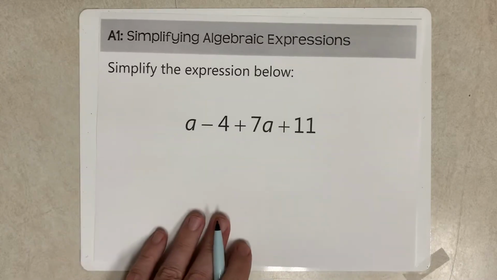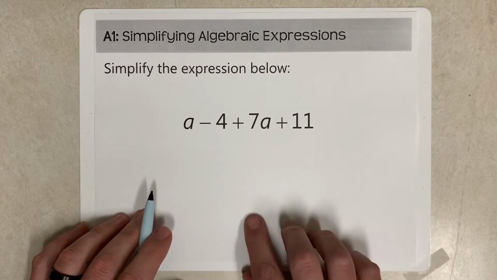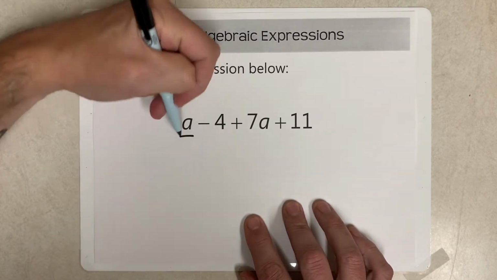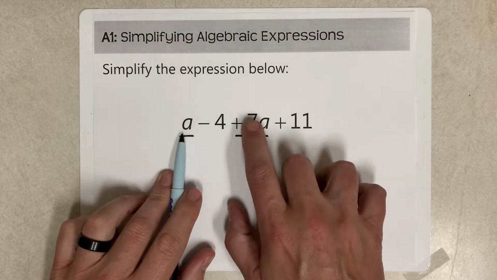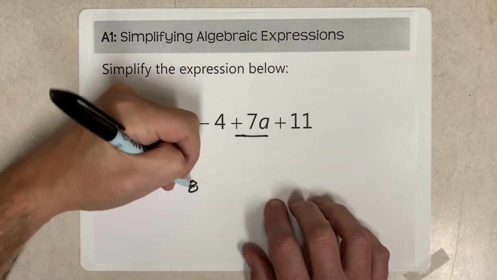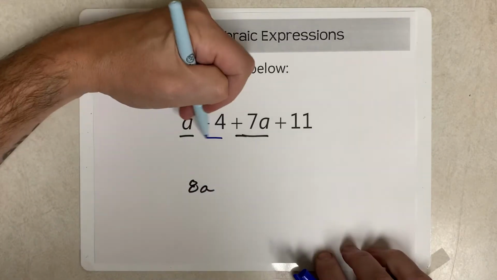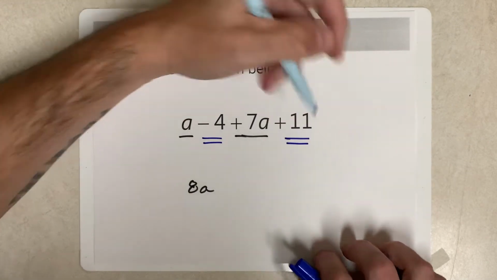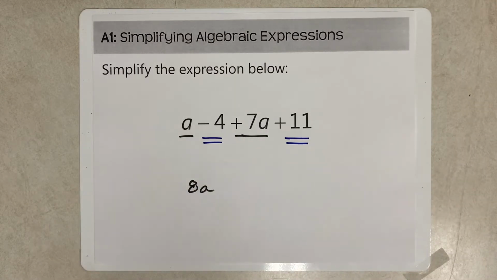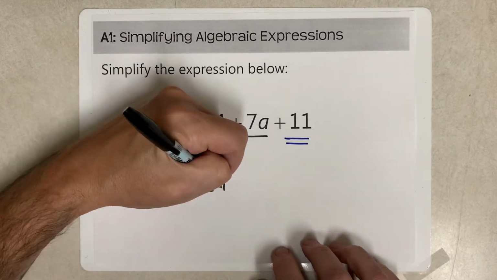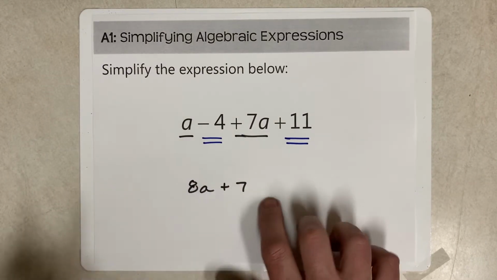All right. Now let's take a look at this one. No parentheses, so we don't have to worry about that. But we do have an A and a 7A, and it's positive 7A. So a positive A and another 7 would make 8A. Then we have a negative 4 and a positive 11. If you combine negative 4 and positive 11, you would get a positive 7. And again, these two terms are not like terms, so we just have to leave them.